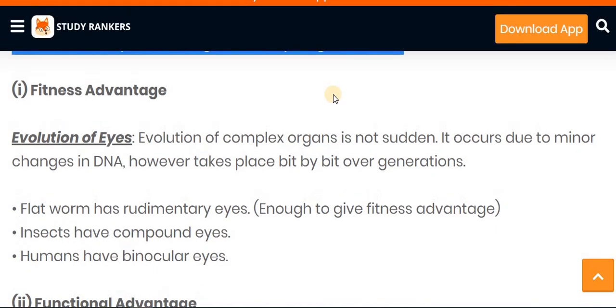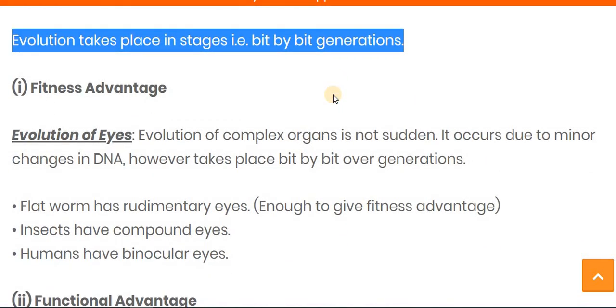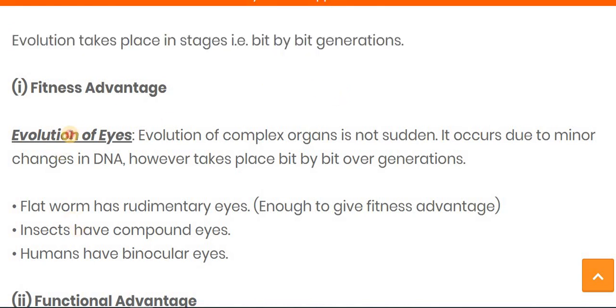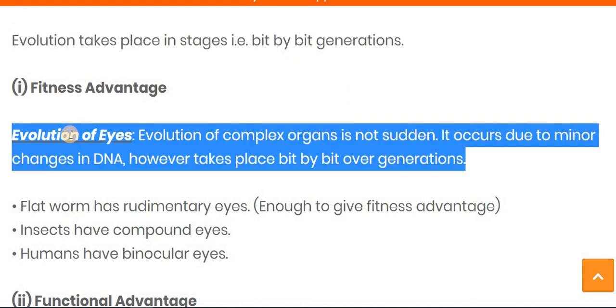Now let's talk about the fitness advantage. The first one is the evolution of eyes. If you are talking about eyes, then the evolution of a complex organ is not sudden. It occurs due to minor changes in the DNA, and it takes place bit by bit over generations. Let's talk about the eye only.